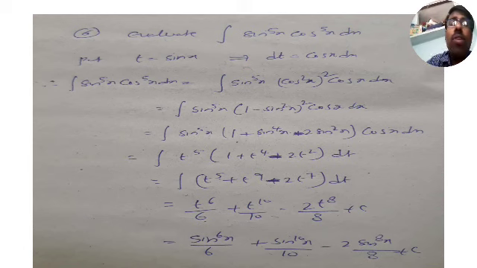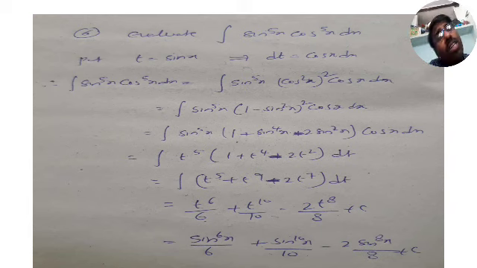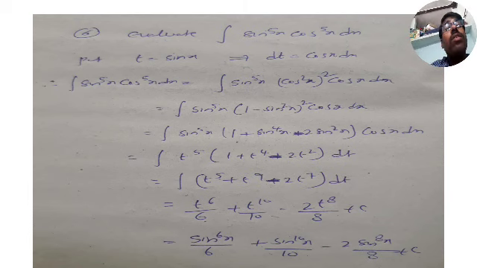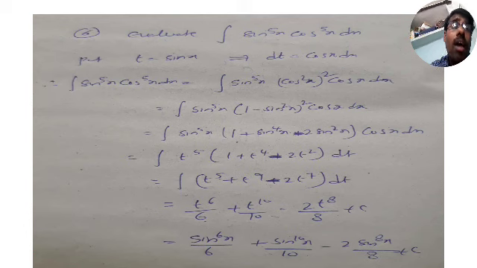What is the sin power? It is 5, an odd number. And what is the cos power? It is also 5, an odd number. Once both are odd numbers, if sin power is more, then put t is equal to sin x, and if cos power is more, then put t is equal to cos x. But here sin power is 5 and cos power is 5, that is both are odd numbers and they are equal numbers. When both are odd and equal, you can put t is equal to either sin x, or you can put t is equal to cos x.